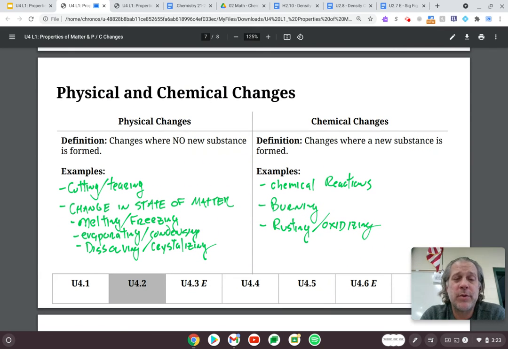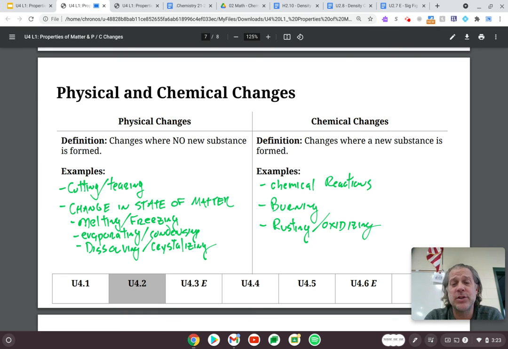Another thing we talked about today is physical and chemical changes. And again, I think this is probably a review of some of the things that you have learned about in your past academic experience. A physical change is something where a change has occurred to the substance itself, but it has not made a new substance. So examples of that would be cutting or tearing an object, a change in state of matter like melting or freezing, evaporating or condensing, dissolving or crystallizing. Those are all changes that don't change the substance, so we call those physical changes.